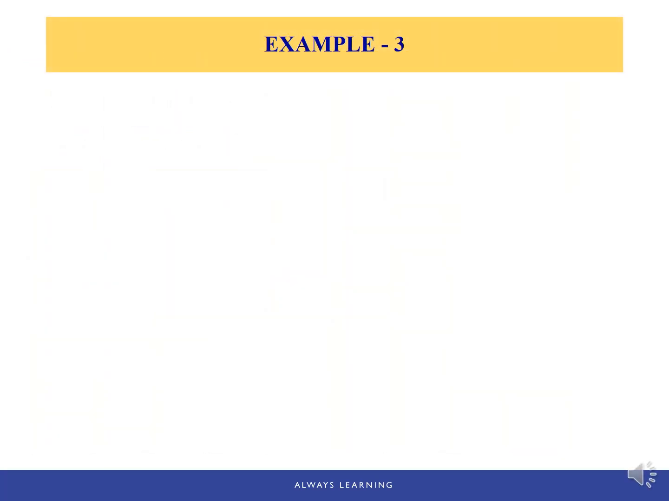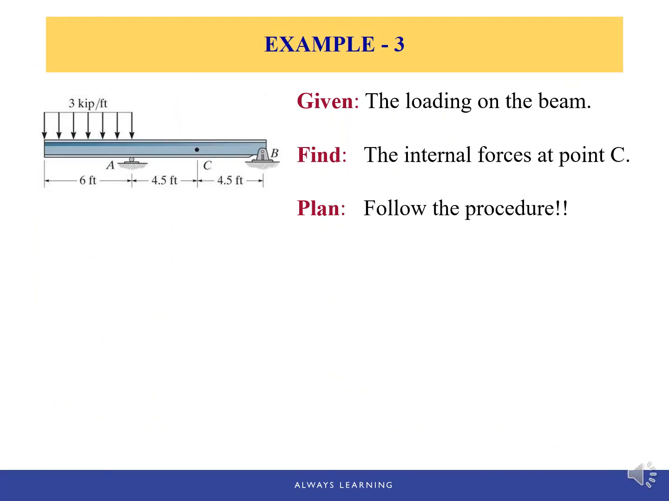Let's see another example. In this example, we also have a beam very similar to the previous example, and we're looking for the internal forces at point C. The only difference is point C is not directly under this distributed load. Instead, nothing happens at point C, it looks like. So we're going to follow the procedures using the method of sections again to section at this point C.